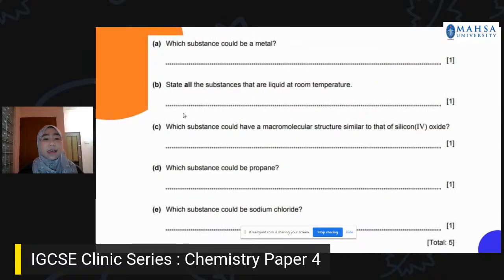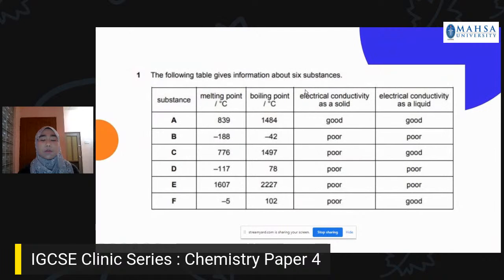Next question: state all substances that are liquid at room temperature. The keyword here is all. So what is the meaning of all? All the possible answers will be stated in B. Okay, liquid at room temperature. Kindly take note, room temperature can range from 20 until 25 degrees Celsius.